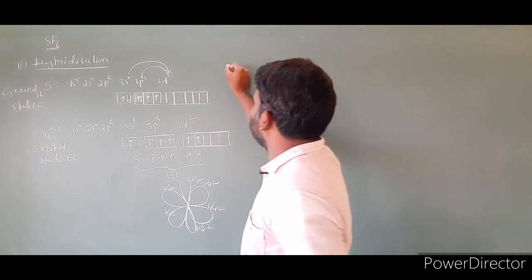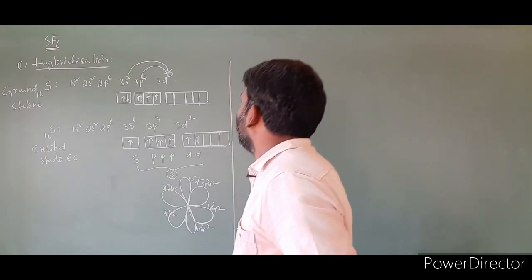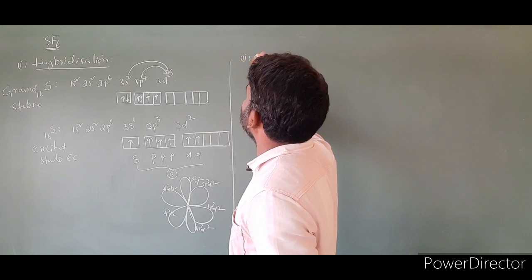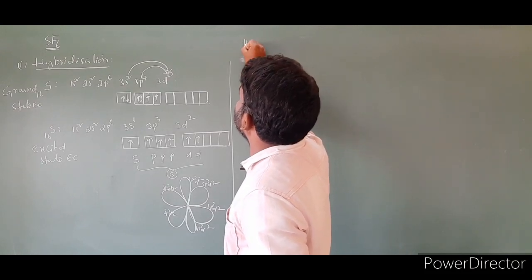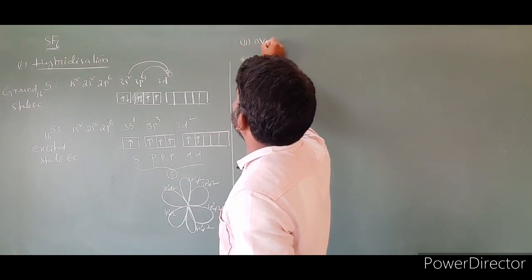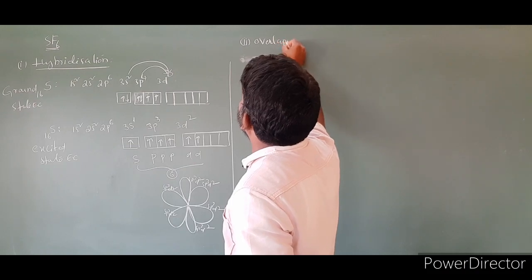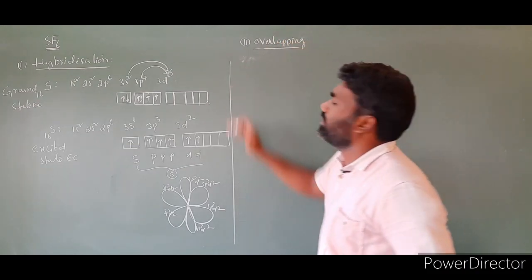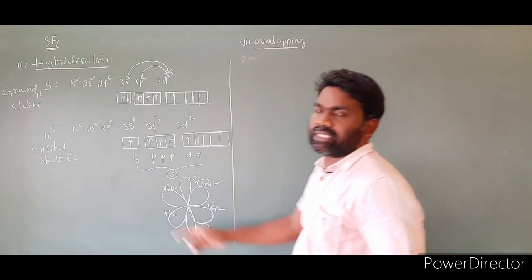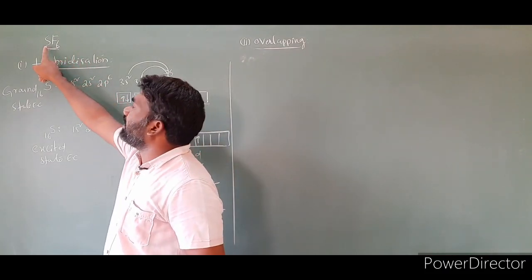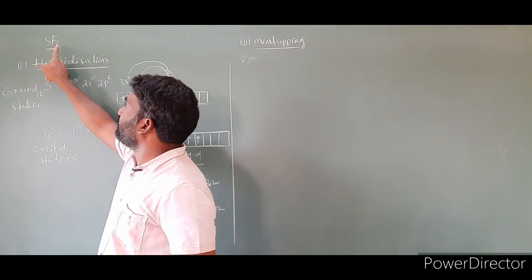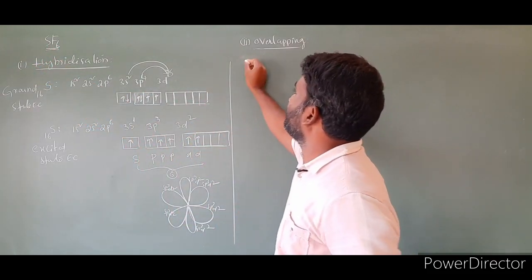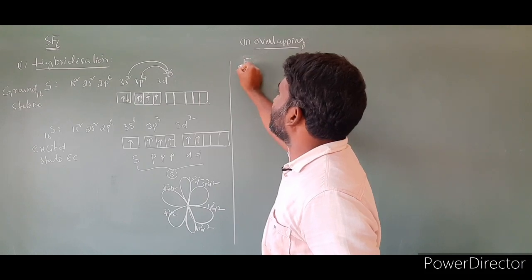Then the second step. What is the second step? The second one is overlapping. In the overlapping, we have to take hybrid orbitals from the sulfur and we have to take pure p orbitals of fluorine. First we have to take fluorine. Fluorine atomic number is 9.